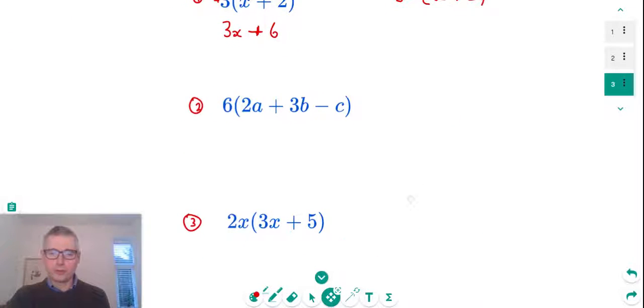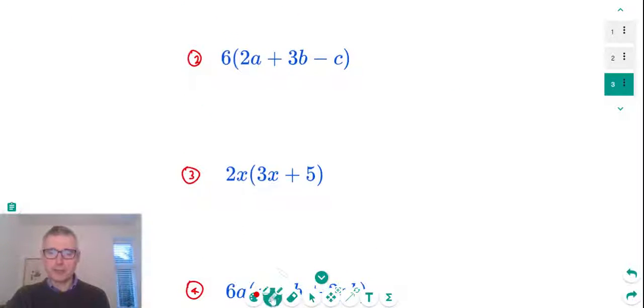So the next one I've got is possibly slightly more difficult. Again, we're multiplying everything inside the bracket by the number that's in front of the bracket. First of all, 6 times 2a. So 6 times 2a is actually 12a. We've got 6 lots of 2a, so that would give us 12 a's overall. Then we're going to multiply the 6 and the 3b together. So 6 lots of 3b would give us 18b.